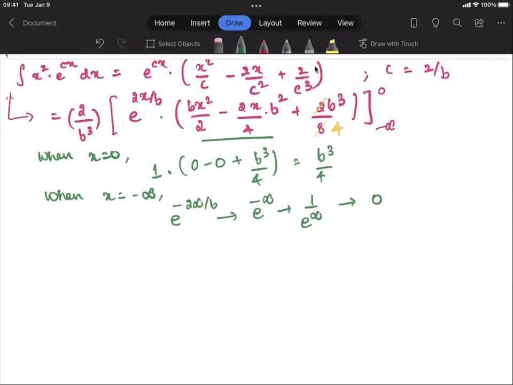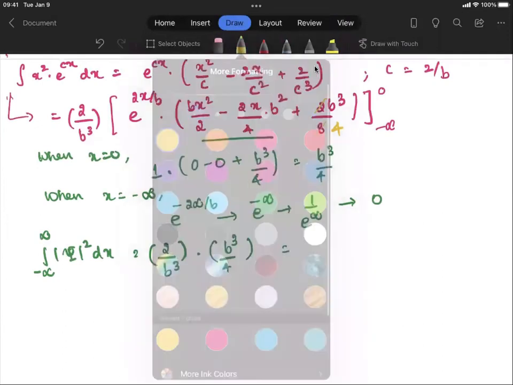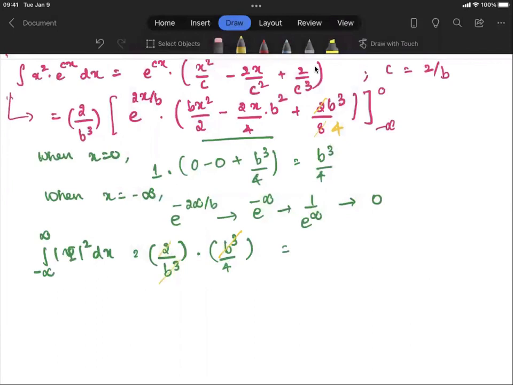So the final value of the integral is going to be 2 over b cubed times b cubed over 4, which, after I cancel these terms, is 1/2.